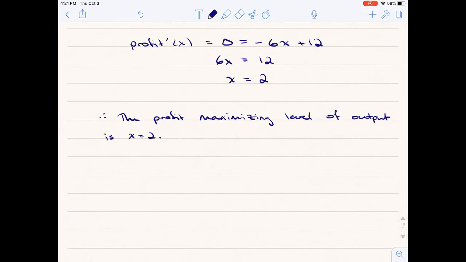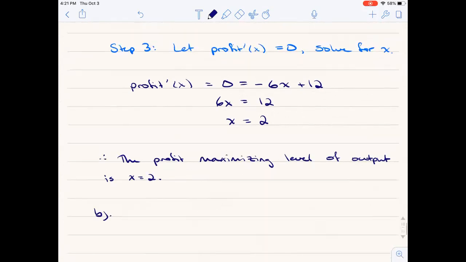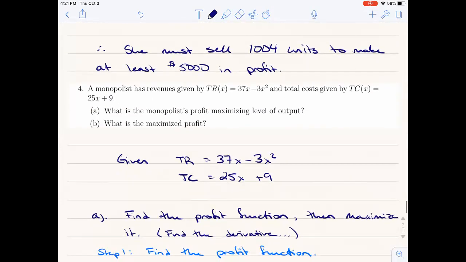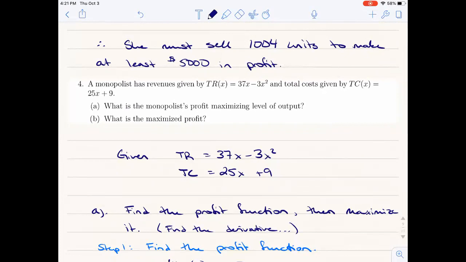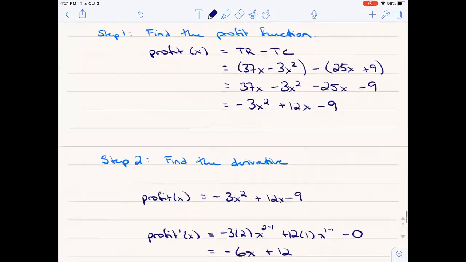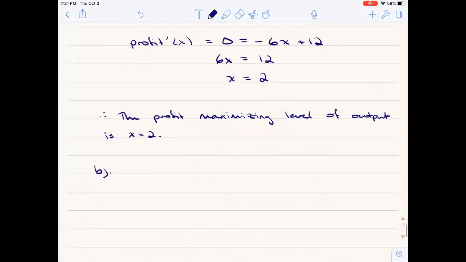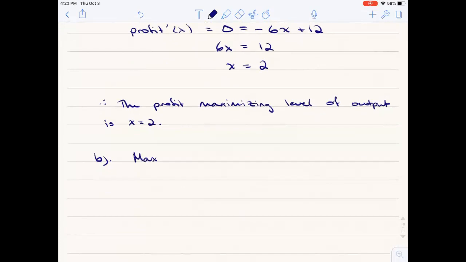So now part B asked us what's the maximized profit. Now we have to just remember that we have to go into the original profit function, right? Not the derivative, the original profit function. And so maximized profit is at the profit at 2.